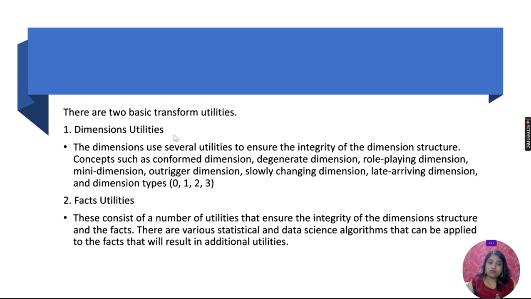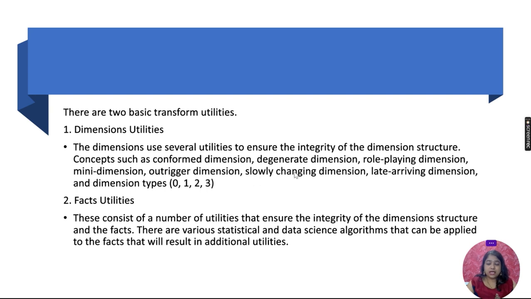Now there are two basic transformation utilities. One is the dimension utility. The dimension utility uses several utilities to ensure the integrity of the dimension structure concept, such as conform dimension, degenerate dimension, role-playing dimension, mini dimension, outrigger dimension, slowly changing dimension, late arriving dimension, and dimension type 0, 1, 2, 3. All these are taken care of in the dimension utilities.